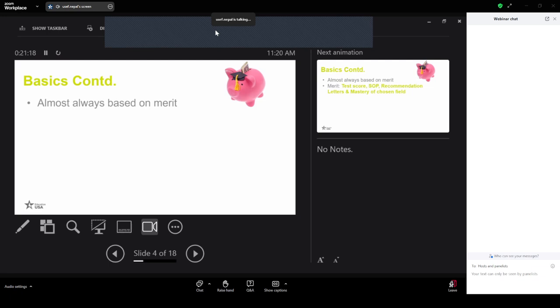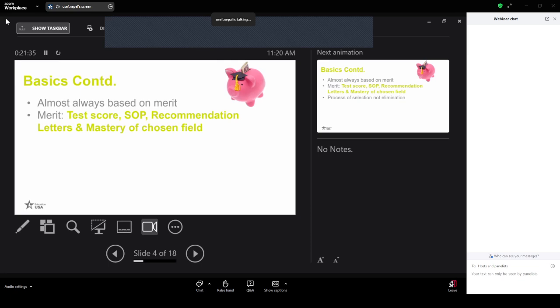Okay, it means that you have to have a good test score, good SOP, recommendation letters, and mastery of chosen field. Okay, so test scores, it could be the standardized test scores. For example, the college will ask you for English proficiency test score, right? So, for example, let's say you're taking the TOEFL.